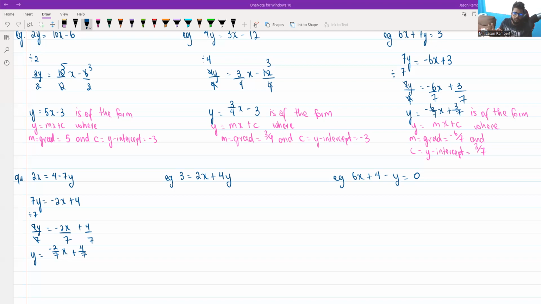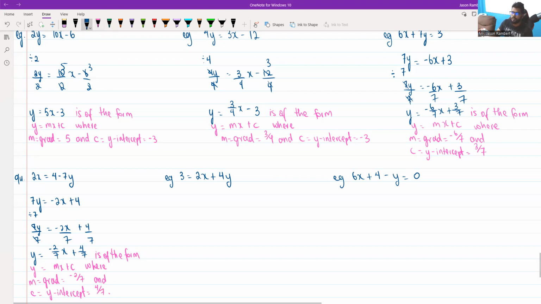All right. Number 1. Talk to me. Any problems with number 1? All right. Remember, y is of the form y = mx + c. Very, very important statement. Where m will represent the gradient, which is minus 2 over 7, and c represents the y-intercept, which is equal to 4 over 7.